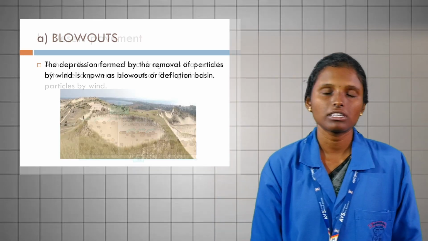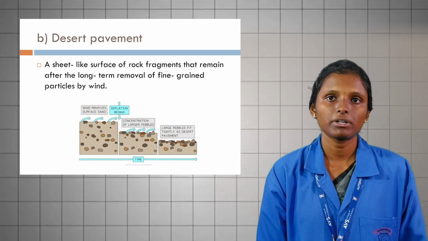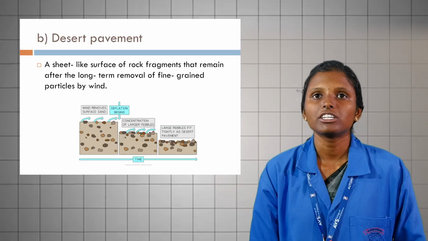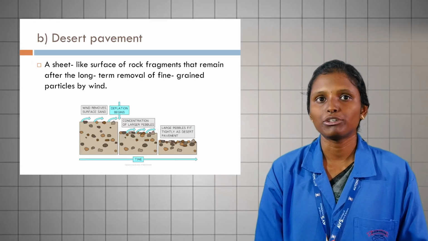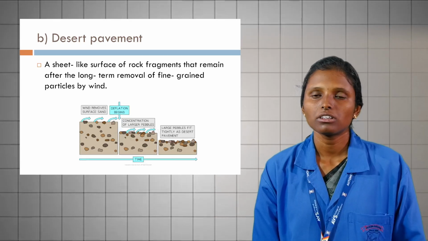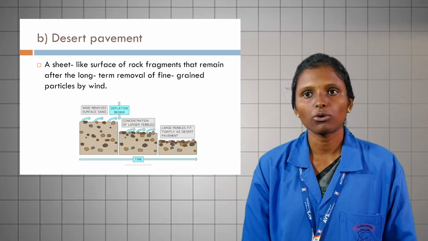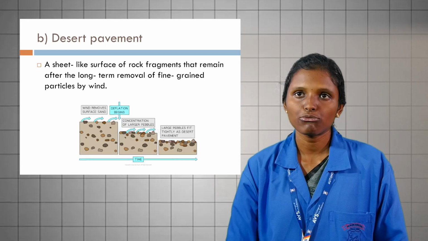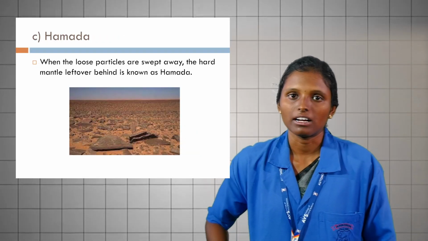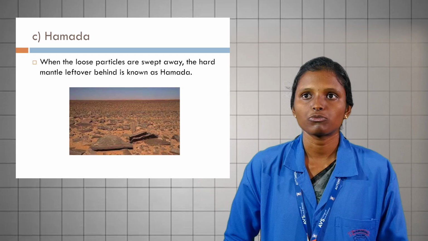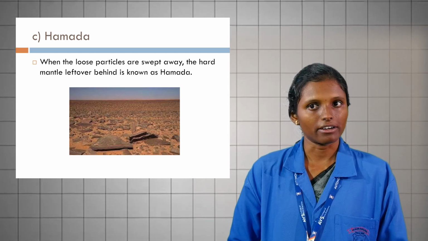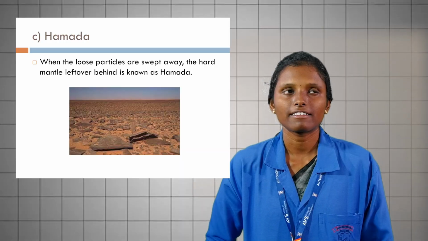And the next one is desert pavement. Desert pavement is nothing but a sheet-like surface of rock fragments that is formed by the action of deflation. The finer particles get eroded and the pebbles and cobbles settle down on the surface, and it forms the desert pavement. And the next one is hamada. Hamada is when the loose particles are swept away and the hard mantle is left behind. We can see it in desert areas.